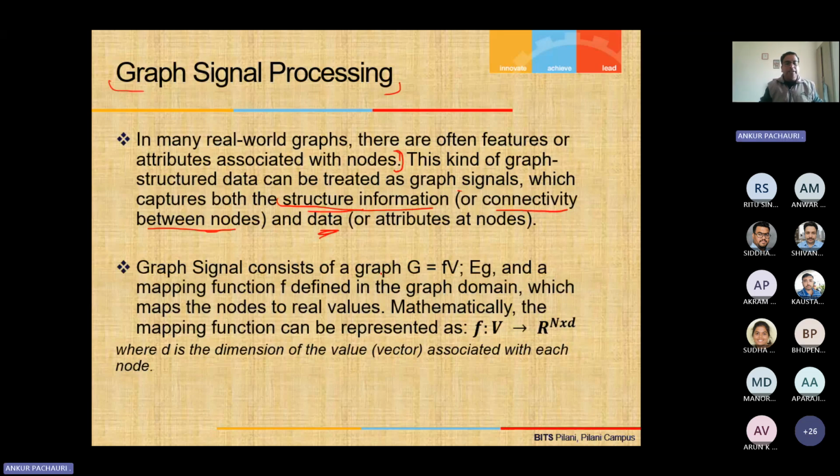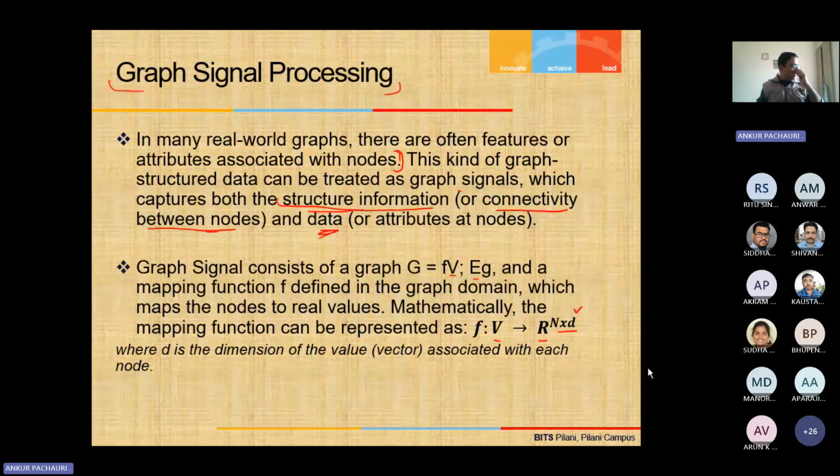So graph signal processing consists of a graph G = (V, E), a feature set of vertices and some feature set of the edges, and a mapping function f defined from the graph domain, which maps each node to real values. It will be a mapping function that can be represented from the vertices to real numbers of the order n cross d, where n is the number of nodes and d is the dimension of the attributes of the nodes. Suppose, for example, a node contains 4 different attributes.